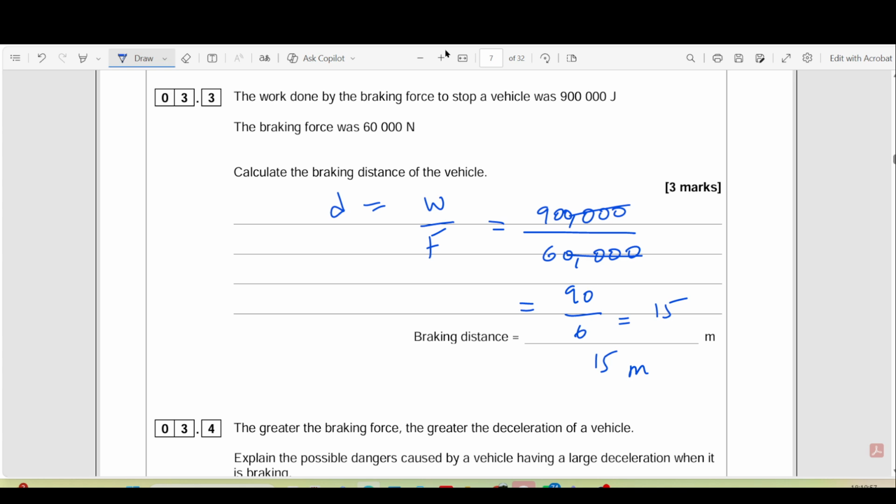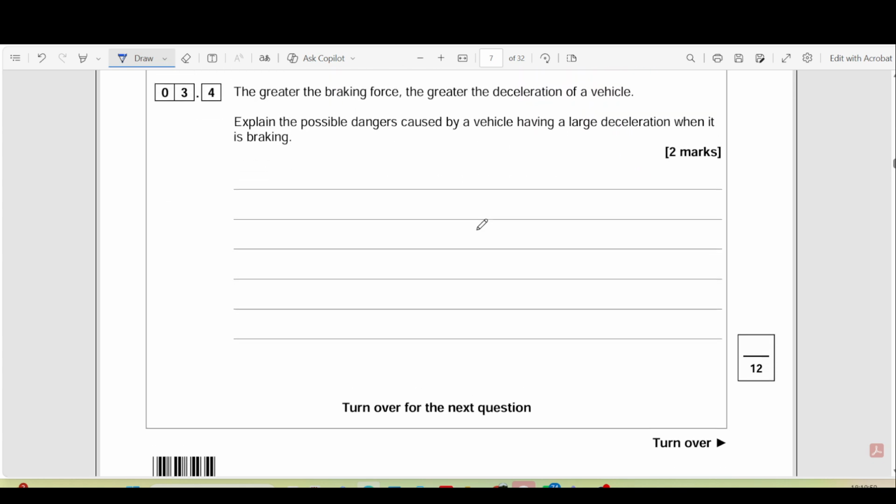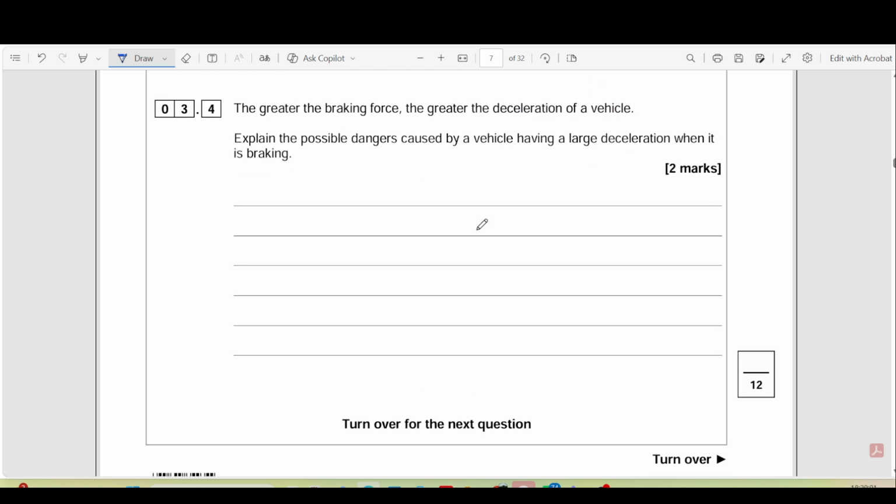Yeah, the answer is 15 meters. Greater braking force, the greater the deceleration of the vehicle. Explain the possible dangers caused by a vehicle having a large deceleration when it is braking.